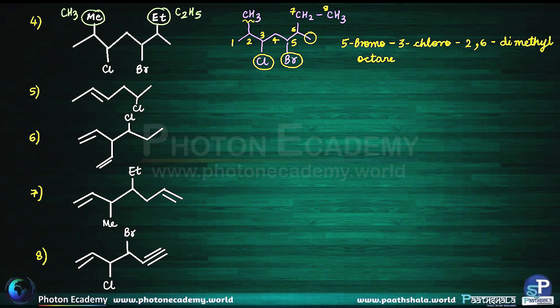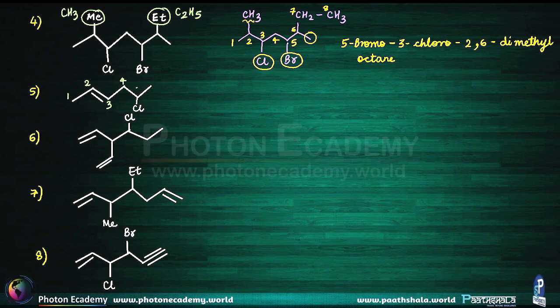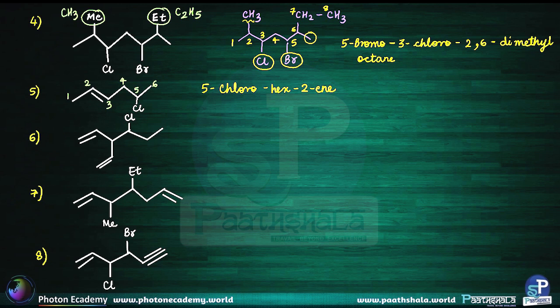Moving on to this example, that is the next fifth question. Here we have a chlorine at the downside and we have a double bond over here and chlorine over here. So the double bond gets more priority than the chlorine. So we start the numbering from the left hand side, 5 and 6. The name of this compound thus becomes 5-chloro hex-2-ene, because at the second position we have the double bond over here.